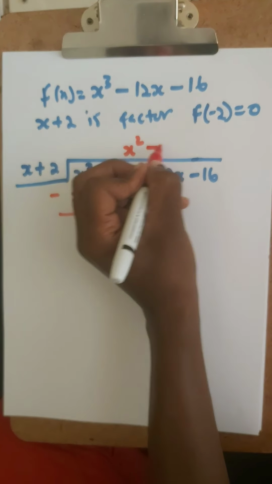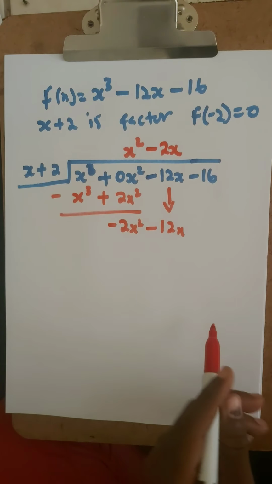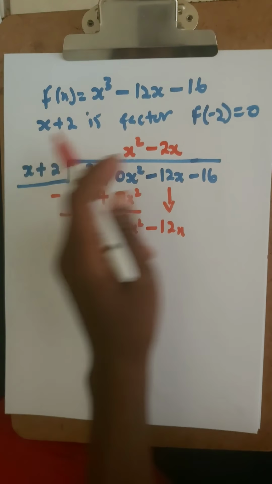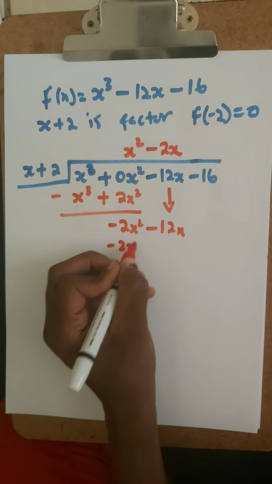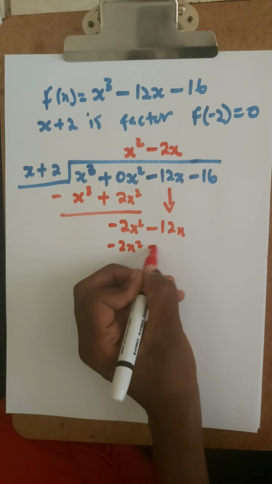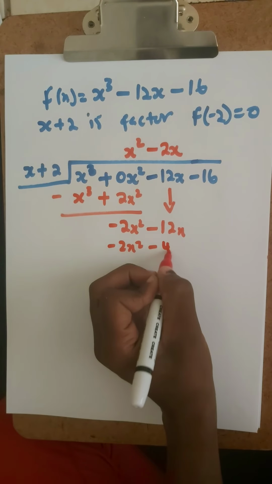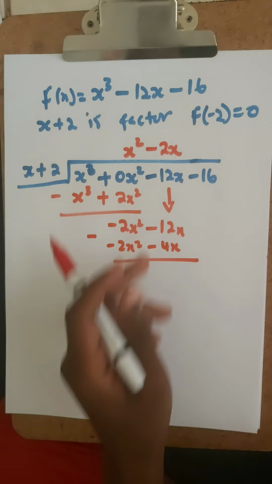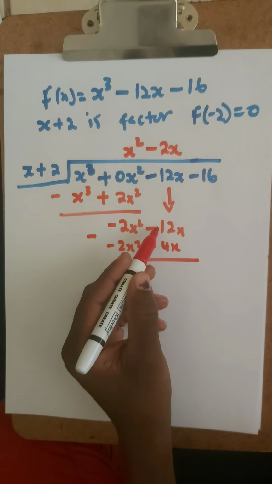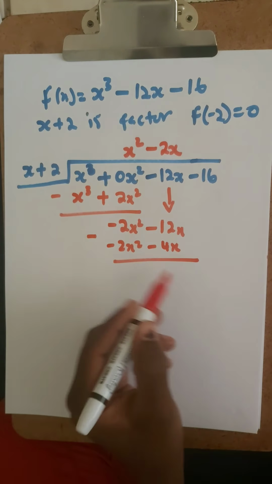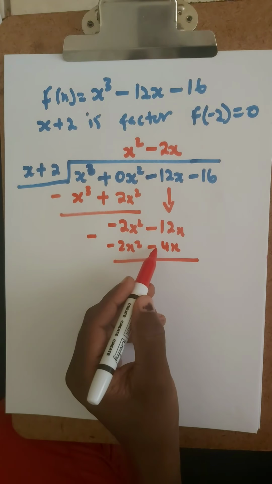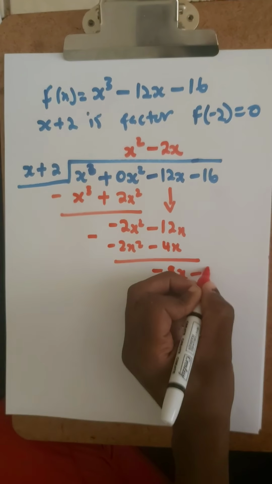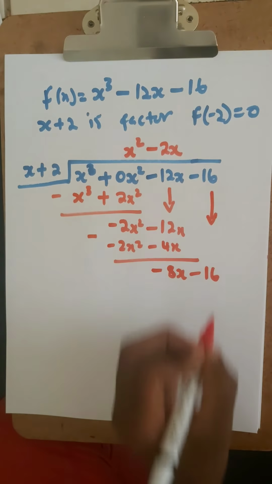Then minus 2x squared divided by x gives minus 2x. This one multiplied by x is minus 2x squared, and 2 multiplied by minus 2x is minus 4x. When I subtract, this one gives me 0. Then minus 12x minus minus 4x is going to be minus 8x. Then you bring the 16 down.